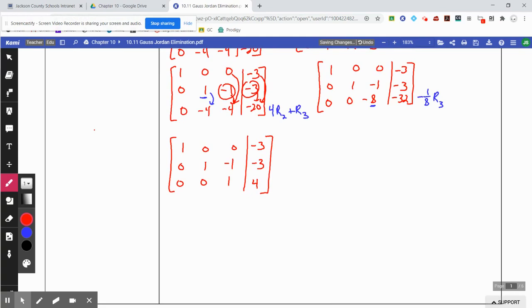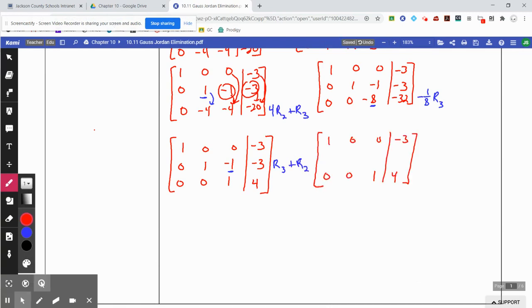So now we're nearly finished. We've got our 1 there. We just need to make this into a 0. The way we're going to do it, we're going to multiply row 3 times 1, which is the opposite of this. So 1 times row 3, which is just row 3, and we're going to add that to row 2. It's only going to change row 2, so rows 1 and 3 stay the same.